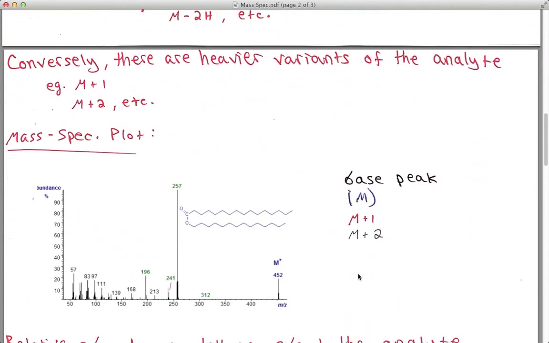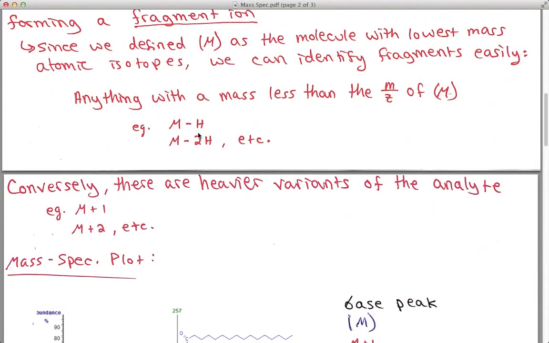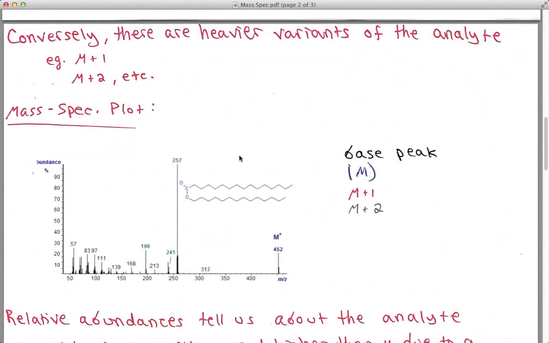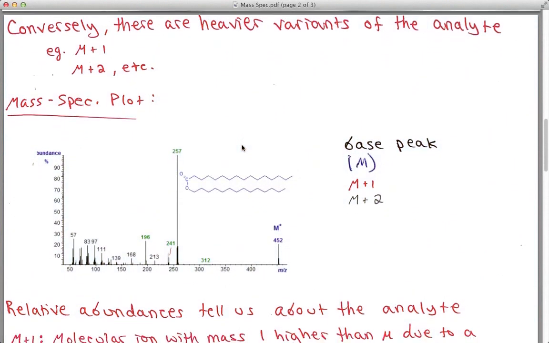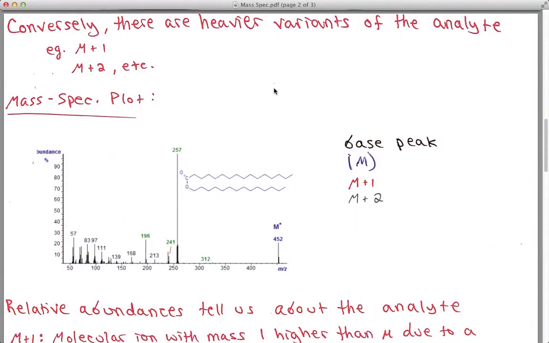So if anything comes up on the mass spec plot, which is shown here, that's lower than M, we know that it can't be M, we know that it can't be the molecule, because M has the lowest possible mass. So anything to the left of M, anything with an m/z ratio lower than M, must be a fragment ion. You might see these represented in a table as M minus H, M minus 2H, etc. What this means is the mass of M minus the mass of hydrogen, which is 1. So that's fairly self-explanatory.